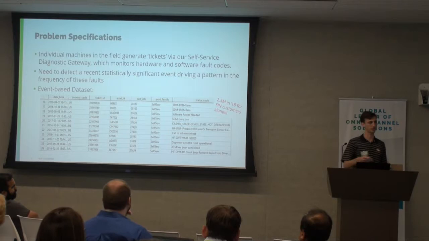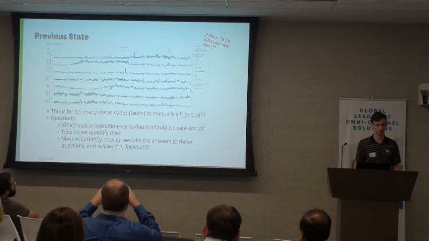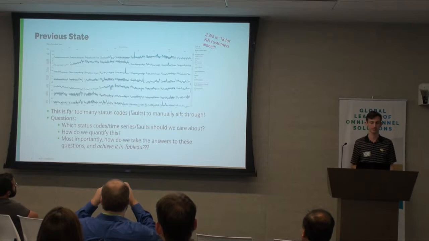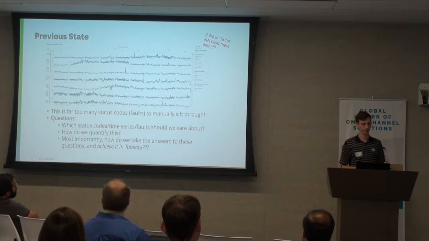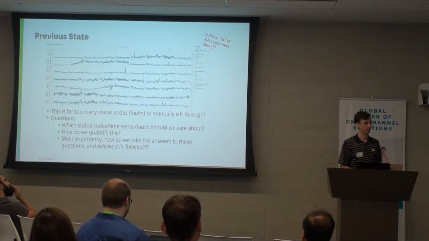This is the same workbook that you were looking at before. We've got these signals, and we can detect spikes by looking at the standard deviations. But how do we know which ones are relevant to the business? How do we actually make progress on fixing these problems by looking at these? Which ones should we care about? How do we quantify the fact that we care about them? And how do we leverage Tableau to do this? That's basically the question.